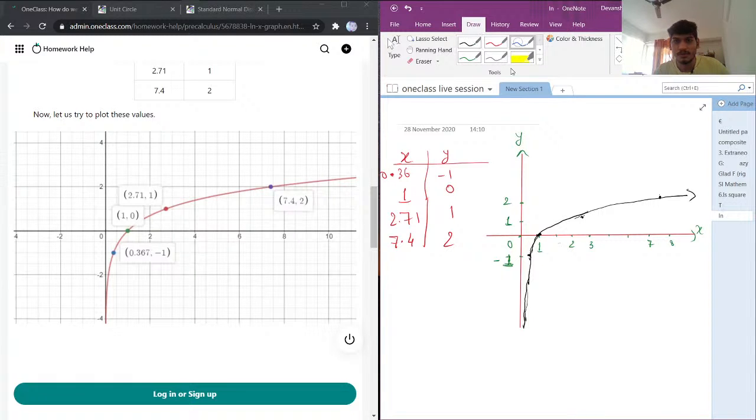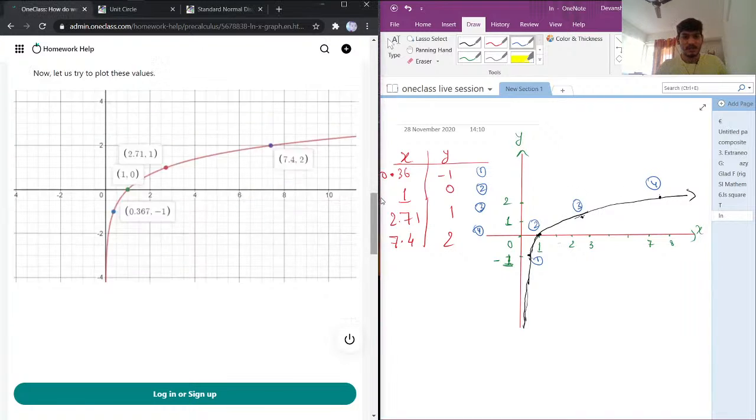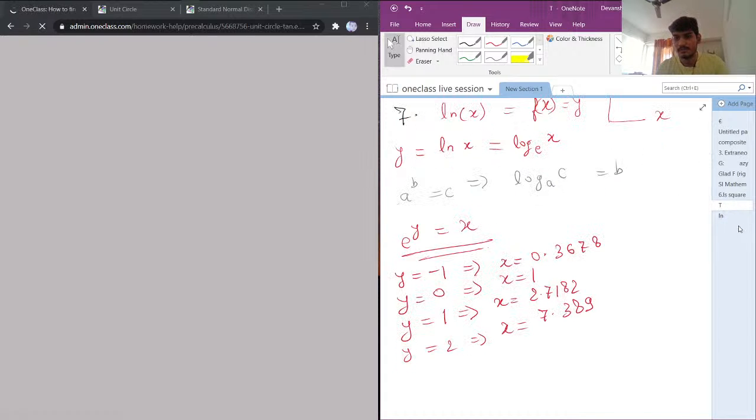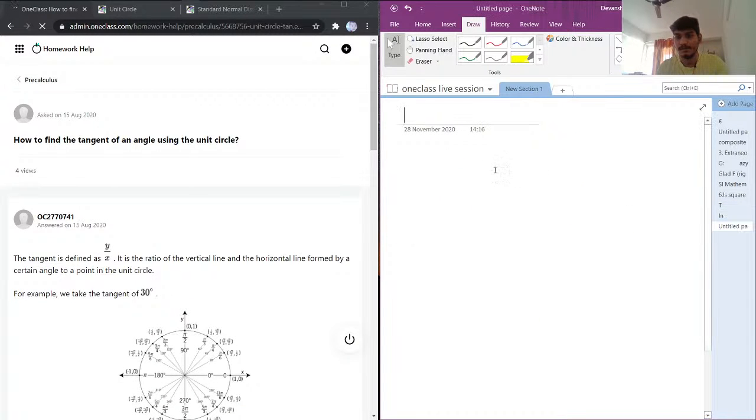I'll use blue color. So this is coordinate number 1, coordinate 2, coordinate 3, coordinate 4. This is 1, this is 2, this is 3, and this is 4. So yeah, again solution is correct. I'll just write correct solution. Great job. Solution is correct. This was question number 7. So we'll go to question number 8.